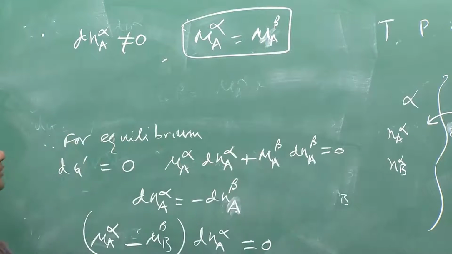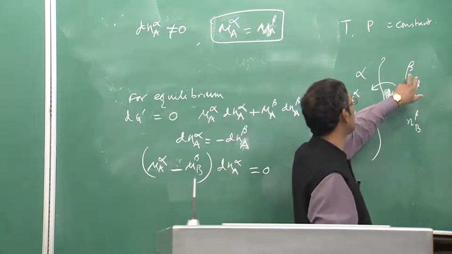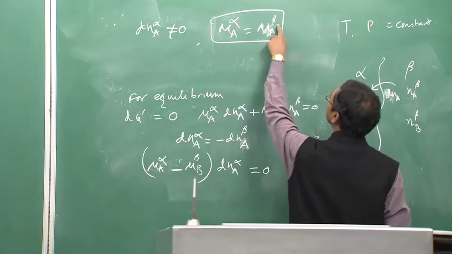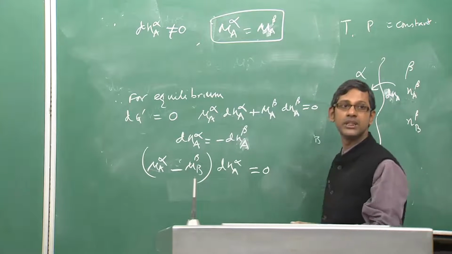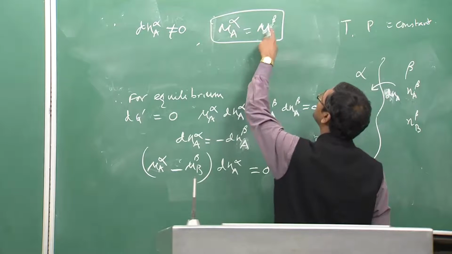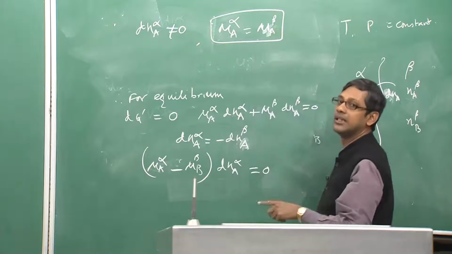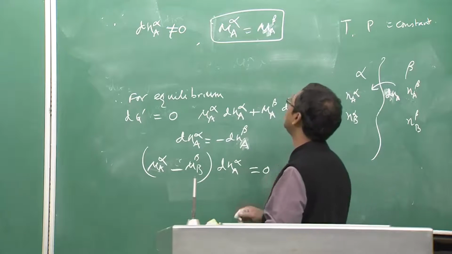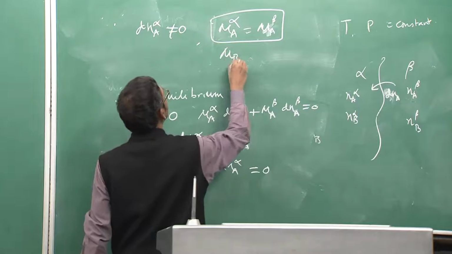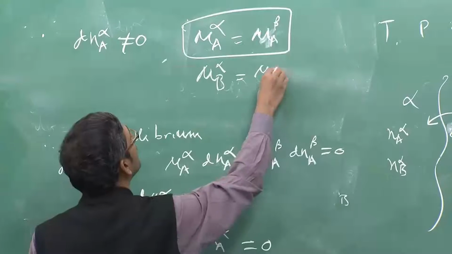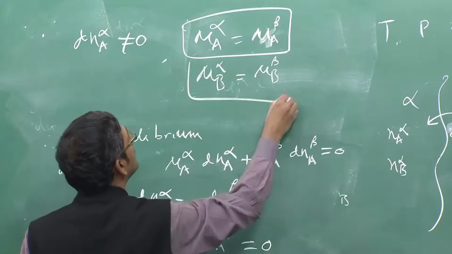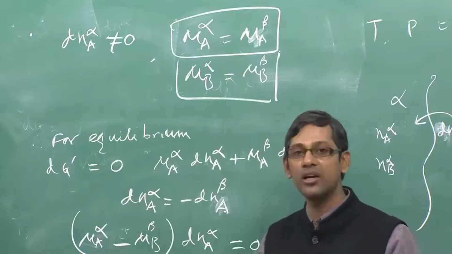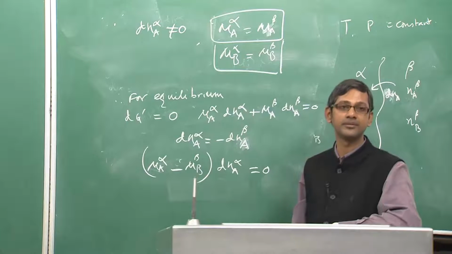So you can see here, if two phases are to be at equilibrium at constant temperature and pressure, the chemical potential of A in both the phases must be equal. Chemical potential of A in alpha must be equal to chemical potential of A in beta. Remember this, I have not changed the subscript, I have only changed the superscript. Similarly, chemical potential of B in alpha must be equal to chemical potential of B in beta. These conditions must be satisfied. If they are not satisfied, you cannot really talk about equilibrium conditions in solutions.